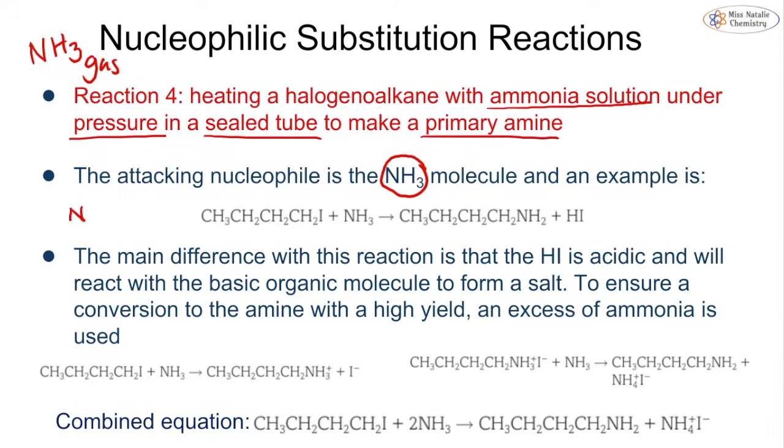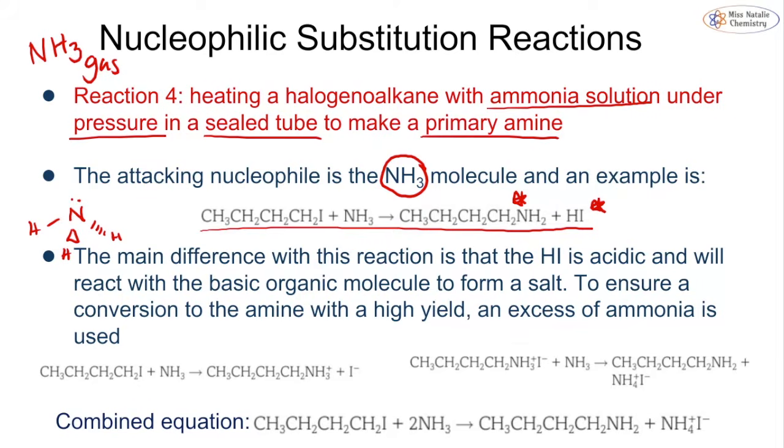Please remember that ammonia contains a lone pair, so it can act as a nucleophile. That lone pair will attack into our molecule. And an example of our reaction is shown here, where we make our primary amine, which is this here, and we also make a hydrogen halide.